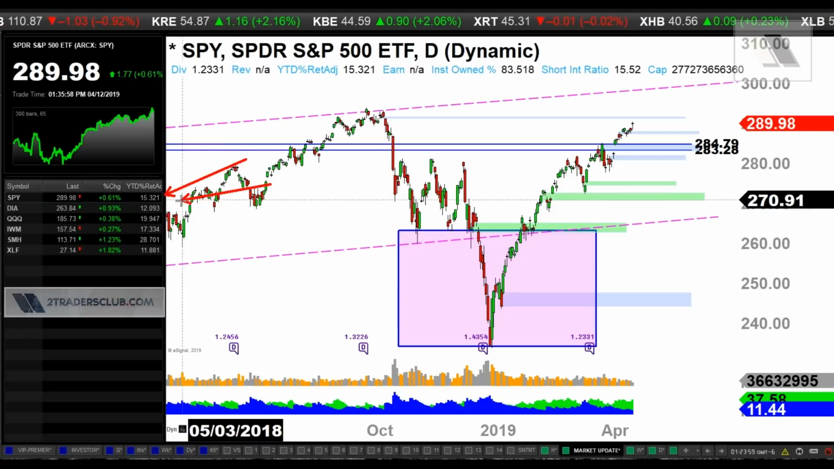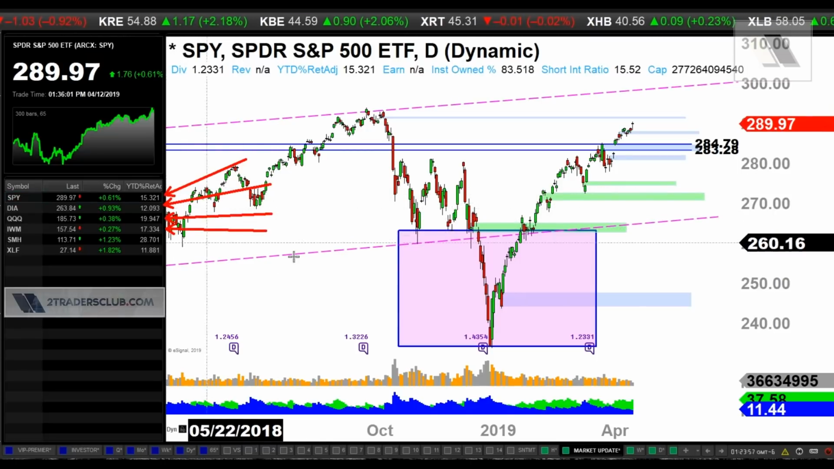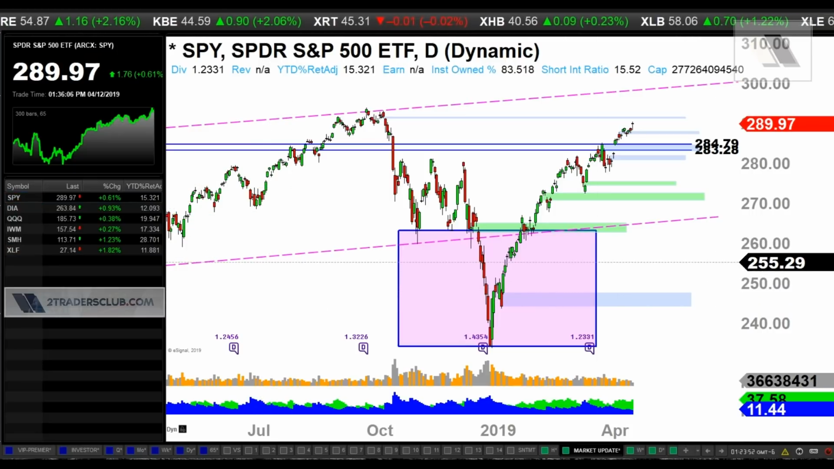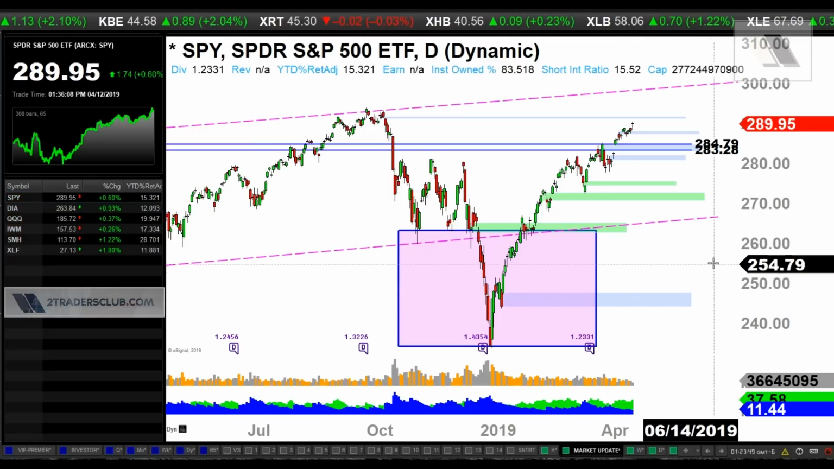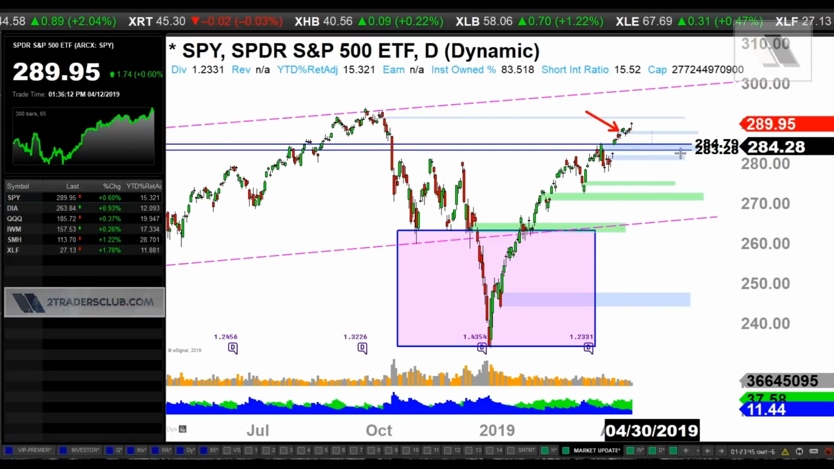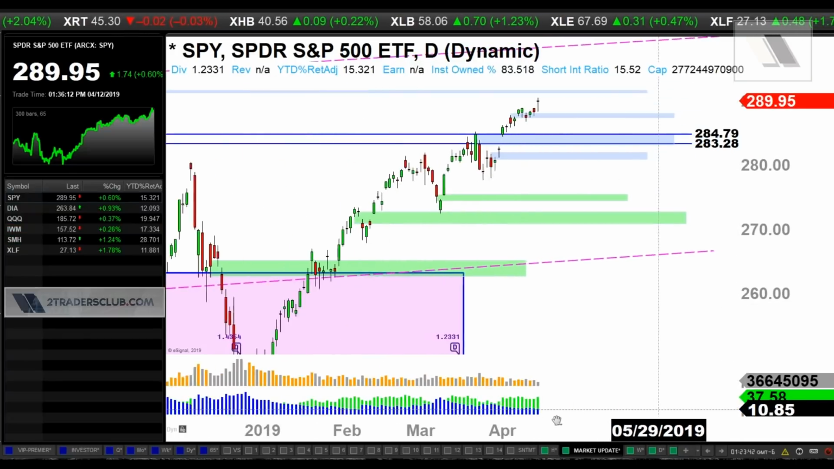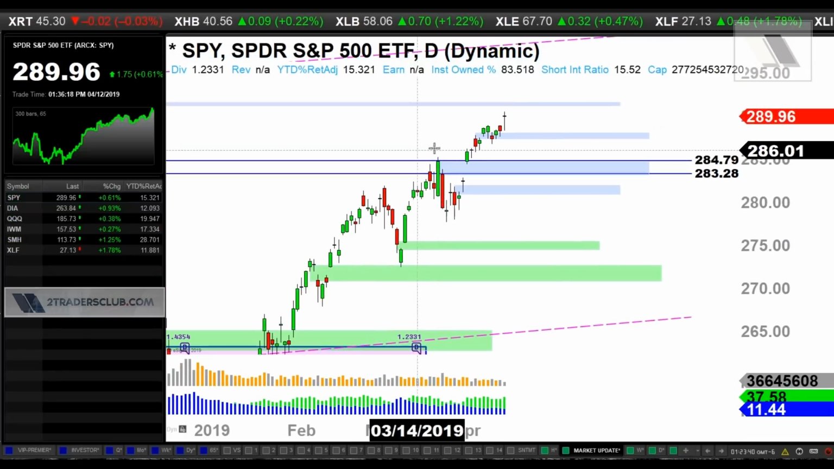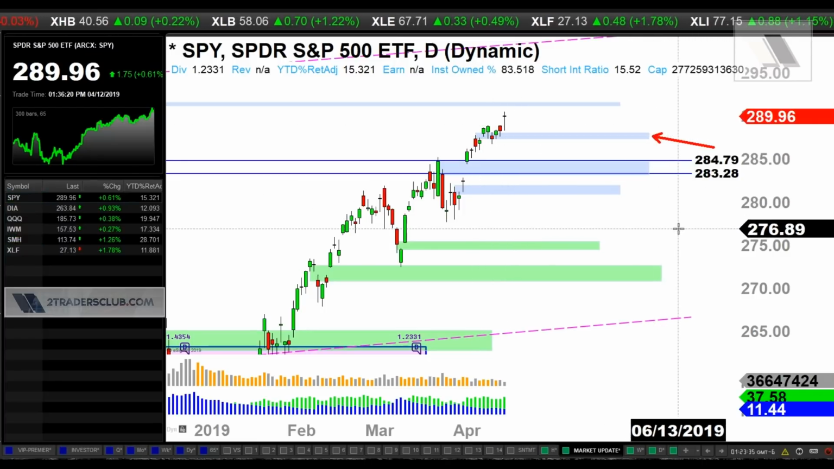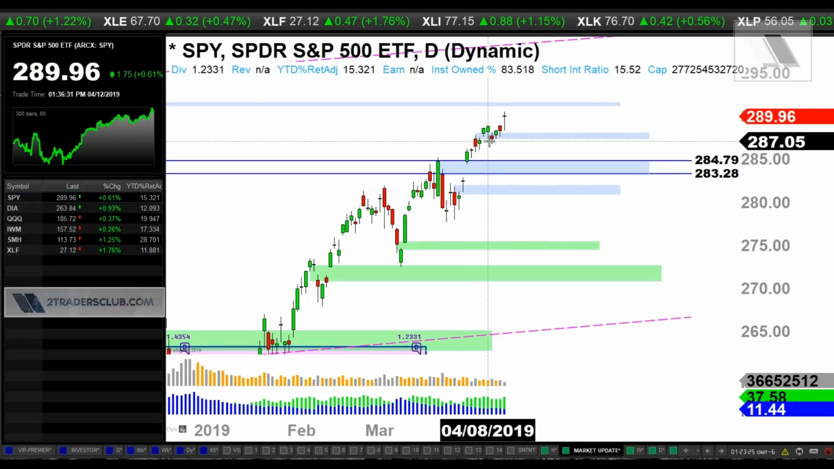Let's start with the Spider, Diamond, Qs, Russell, Semi, and the banks. Let's start with last Friday, that was the 5th, just right over here. So I think that's the reason why. We talked about this gap area. I didn't change anything from last weekend's market update. We talked about how the gap area provides support, and we've been tracking the gap here, and that's what we saw.